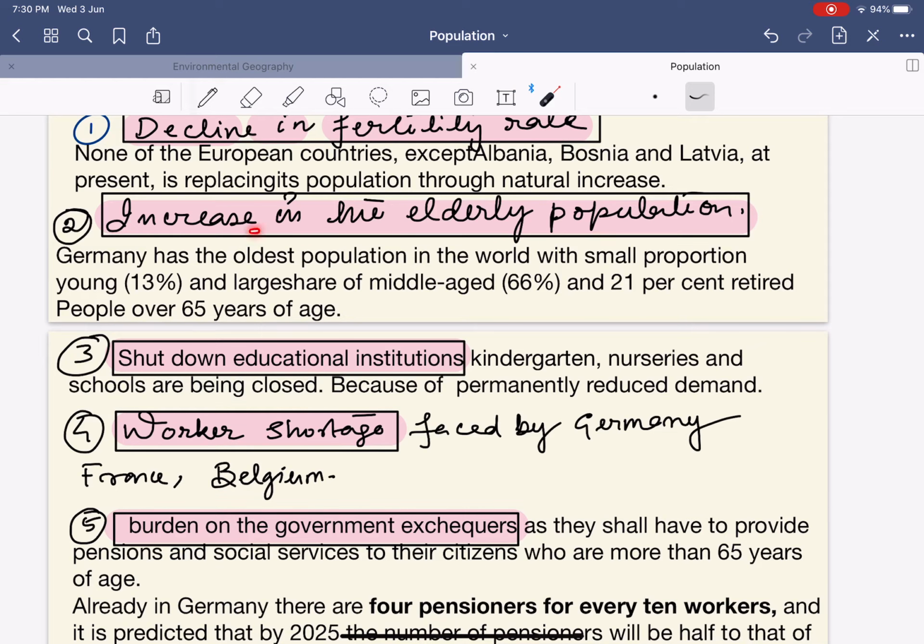Next, increase in the elderly population. Again, the example is that of Germany. It says that Germany has the oldest population in the world, with a small proportion of young, that is 13%, a large share of middle age, that is 66%, and 21% retired people over the age of 65.